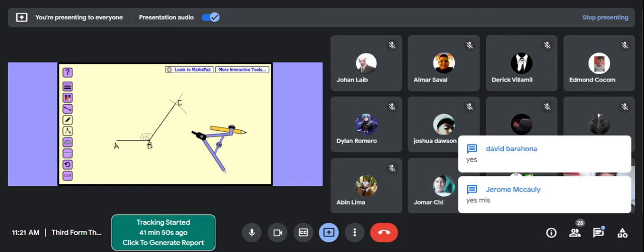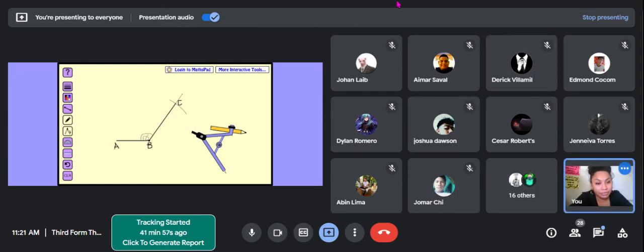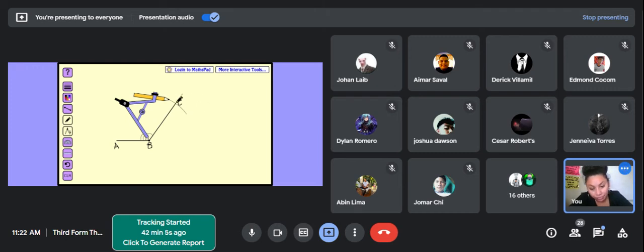Okay. Now, miss, can you repeat this? You're gonna open your compass to 5 centimeters. You're gonna place your compass at B, and then you're gonna draw an arc. After you have drawn the arc, you're gonna trace this line over a little bit brighter, and that is gonna be point C.